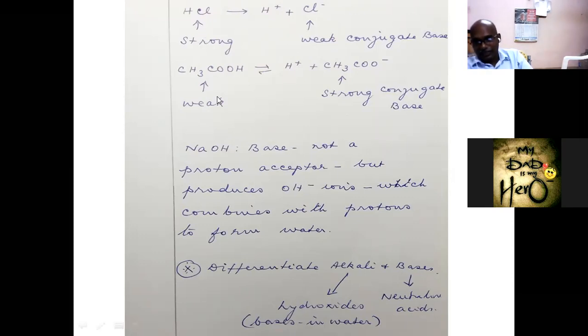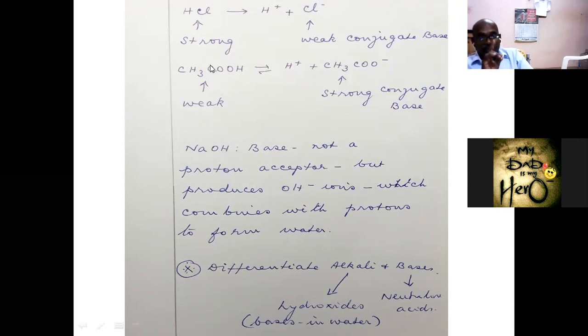But look at the second case. This CH3COOH is a weak acid. Why is it a weak acid? If it dissociates into H plus and CH3COO minus, that CH3COO minus is not a stable ion. It is stable as long as it has the H plus ion. Therefore, this will not easily give out the H plus ion. This will strongly attract the H plus ion. Therefore, the conjugate base is a strong base. When the conjugate base is a strong base, then the original acid will be weak.